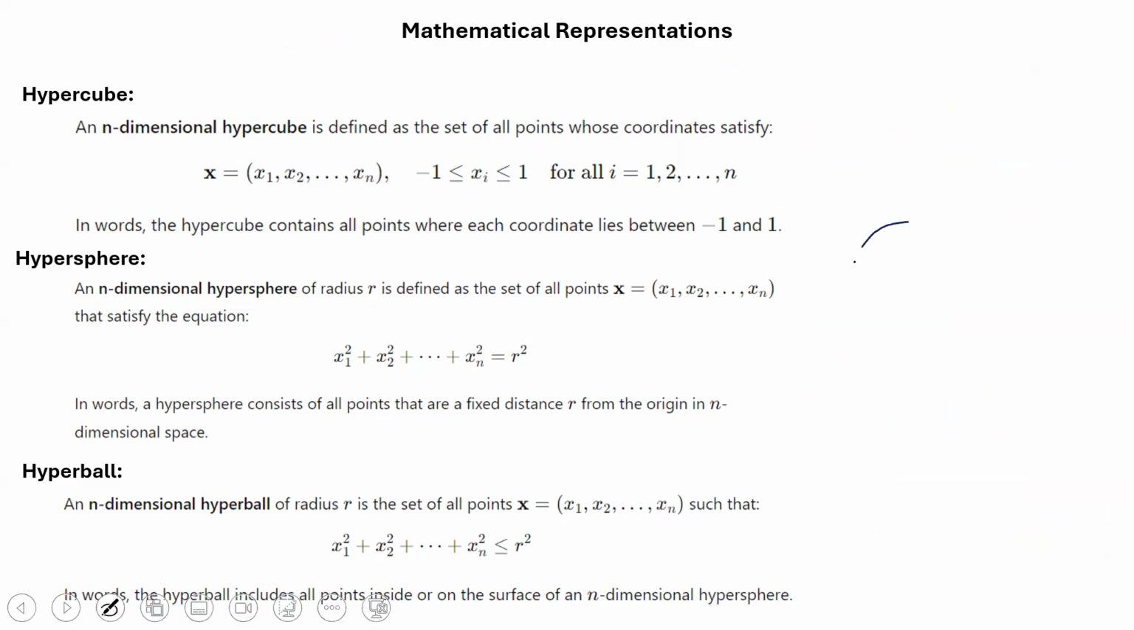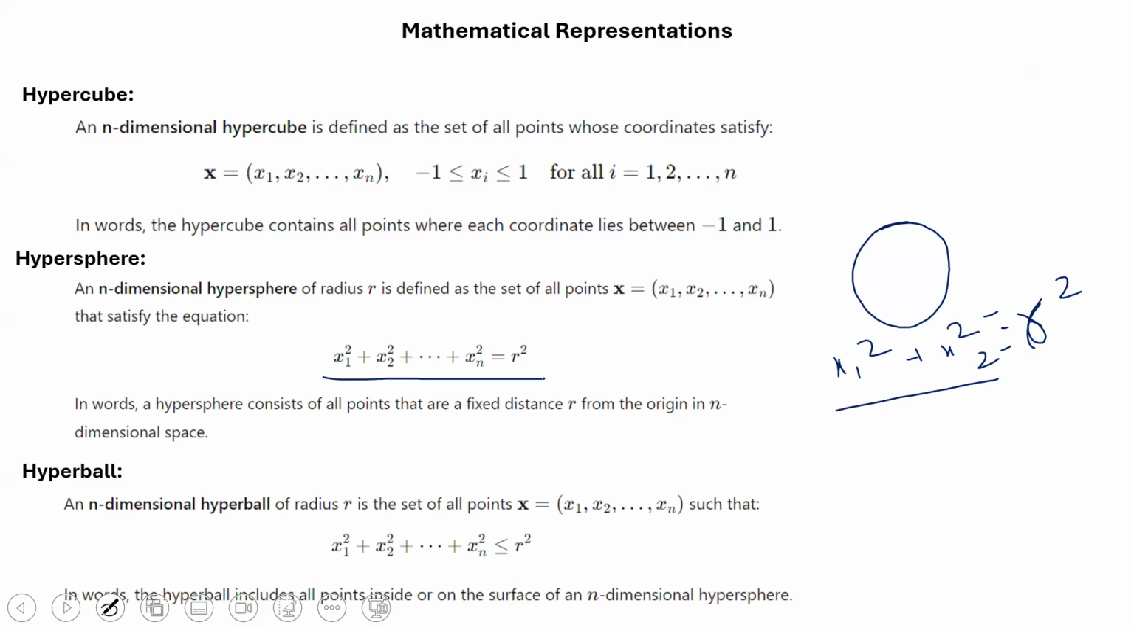So a circle is an example of a hypersphere, where x1 square plus x2 square is equal to r square is the diagram of it. This is the representation of a circle, and we are just extending that to higher dimensions. If there are n dimensions, we just extend x1 square plus x2 square plus so on xn square equal to r square. So that becomes the equation for a circle.